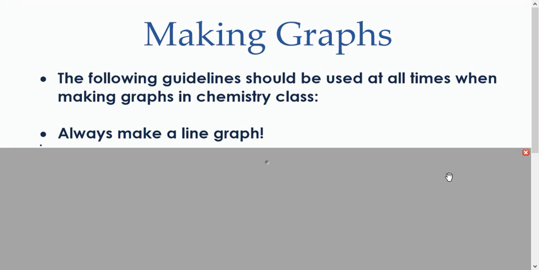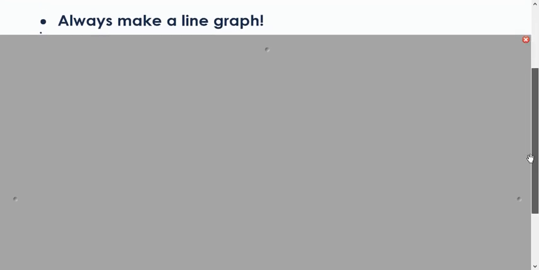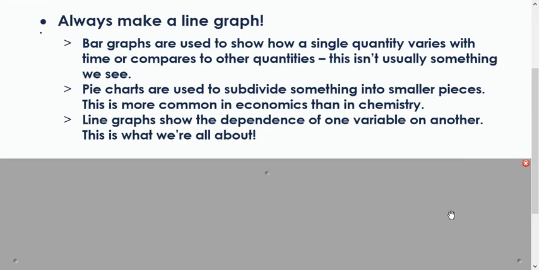For all intents and purposes, typically in science, we're going to make a line graph, okay? Other graph types that you may have learned, like a bar chart or a pie chart, just really aren't practical. Here are some of the reasons why we're going to use a line graph. Bar graphs typically show how a single quantity varies with time, or how it's compared to other quantities. Of all the other types of graphs that you could make, this would probably be the second most common. However, we're really going to be comparing how one variable changes relative to another.